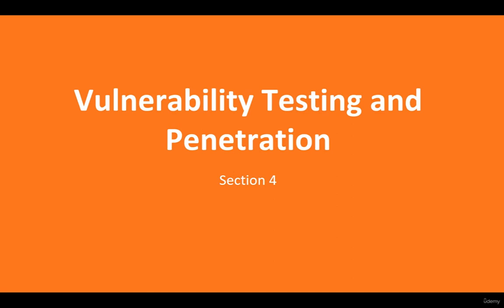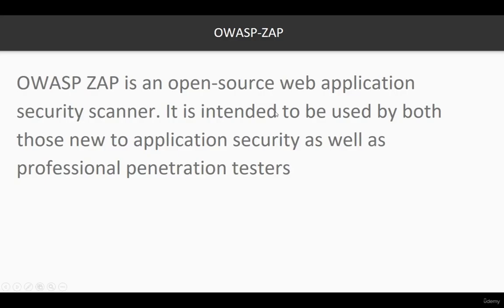In this section, we're going to talk about vulnerability testing and penetration. So we're going to start the discussion with OWASP-ZAP. OWASP-ZAP is an open source web application security scanner, which is really designed to be used by anyone, whether they are security experts or they don't have much experience with application security or penetration testing.